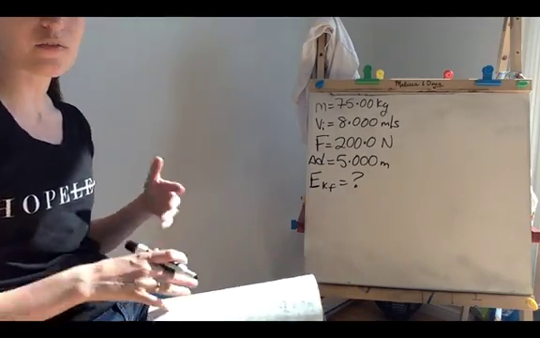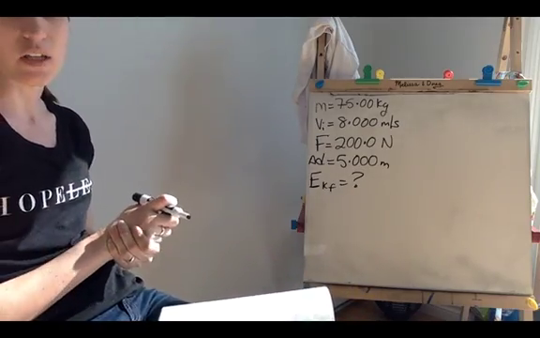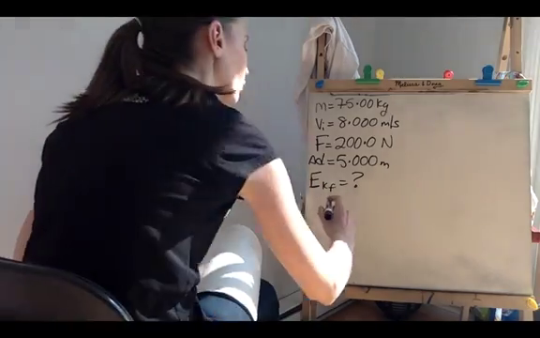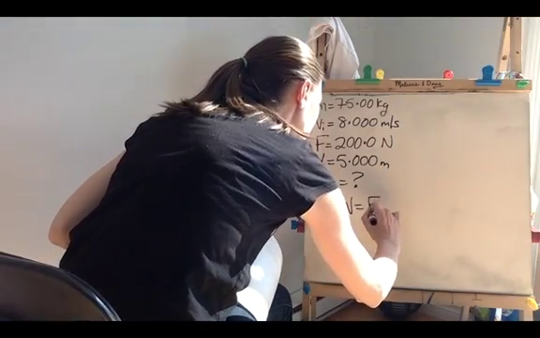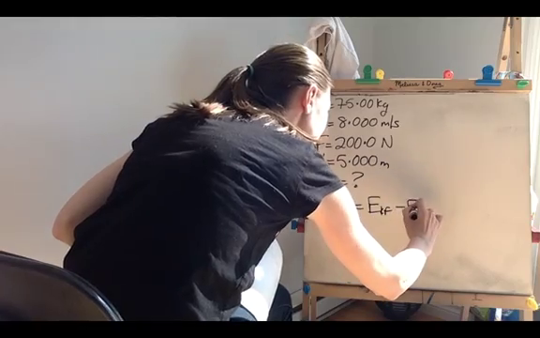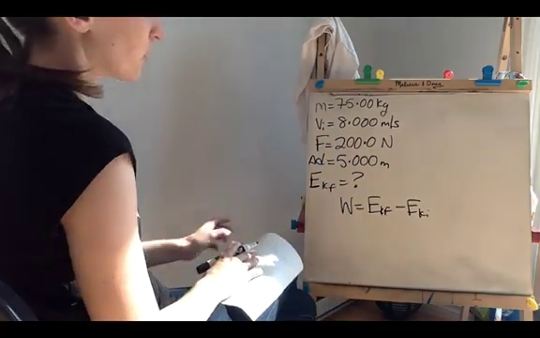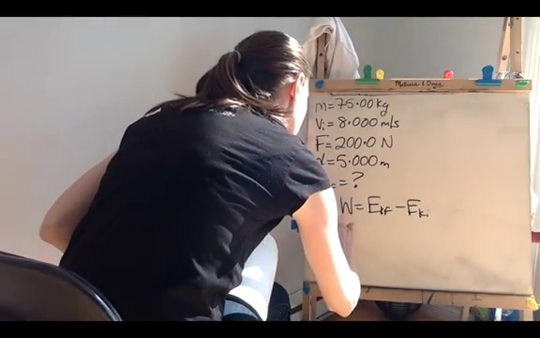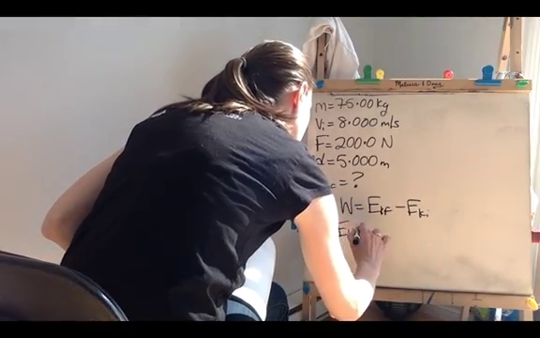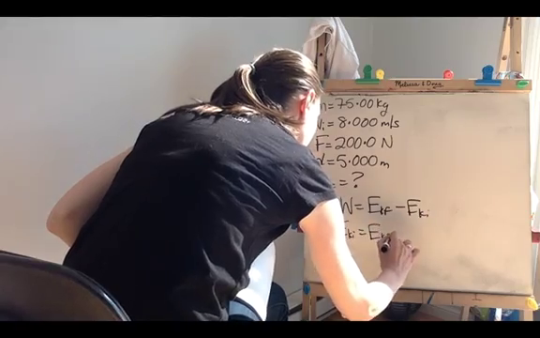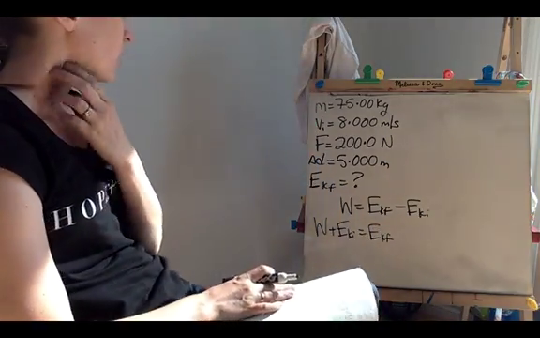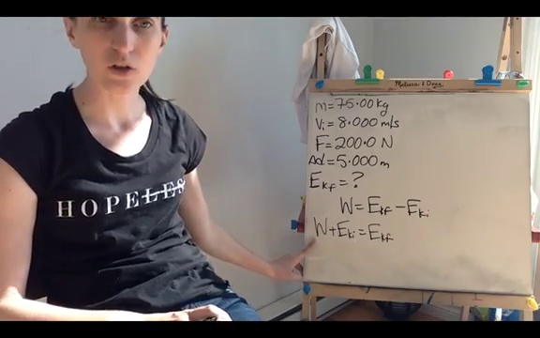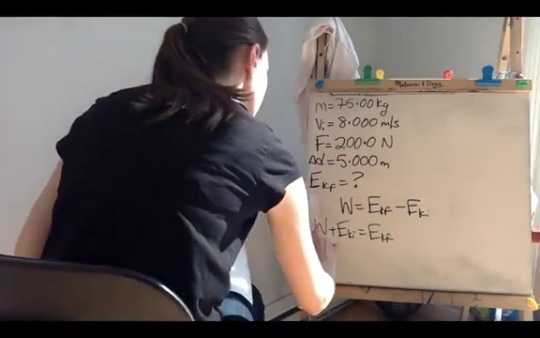Okay, so we can first think about, well, what's an equation that involves EKF? And it's the work-kinetic energy theorem, where work is equal to EKF minus EKI. So to get EKF, we would just need to add EKI to both sides. So work plus EKI will equal EKF. Well, how would we find work done? Work is the equation of force multiplied by displacement.